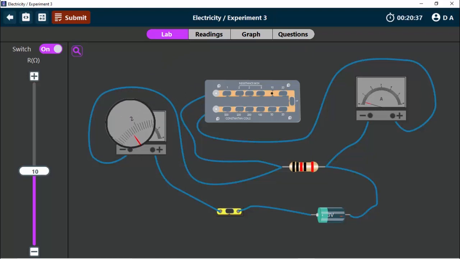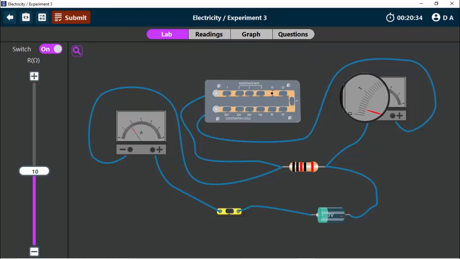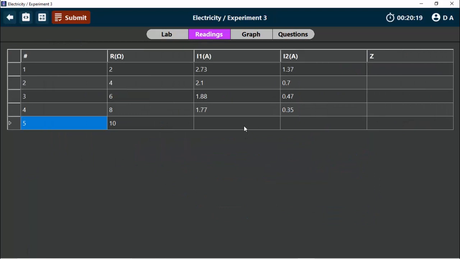So this is 1.7. While this is very close to 0.3, we can say this is roughly 0.28. So this is 1.7 and this is 0.28. Now we've gotten our readings from the ammeter, so it's now time to compute the value of Z. So Z is the ratio between I1 and I2.